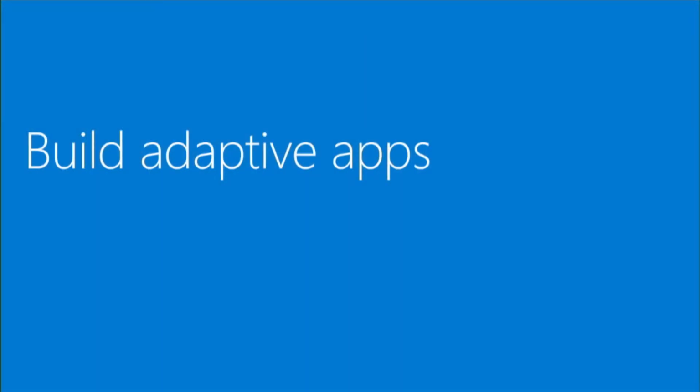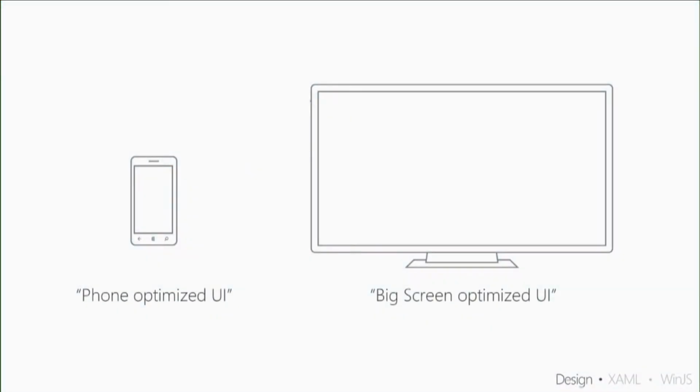So when I talk about building adaptive apps, what am I really referring to? When a user is interacting with our feature, we generally expect that when they're on the phone, they're going to see phone-optimized UI, and when they're on the larger screen, they're going to see large screen-optimized UI, which is probably going to be interacted with a physical keyboard and mouse.